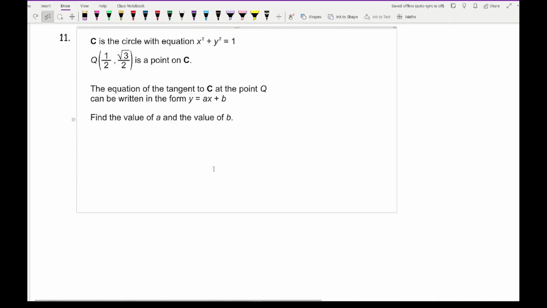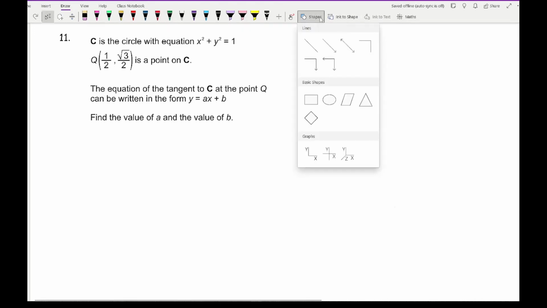Now question 11 I would say is going to be quite a difficult question in terms of a challenge that typically you would get on a GCSE paper. This one does include using a lot more coordinate geometry, looking at gradients, looking at surds, and general higher level maths, incorporating other topics in maths. So it says C is the circle with the equation of x squared plus y squared equals 1. Q has the coordinate of a half, root 3 over 2, and is a point on the circle. The equation of the tangent to C at point Q can be written in the form of y equals ax plus b. Find the values of a and b.